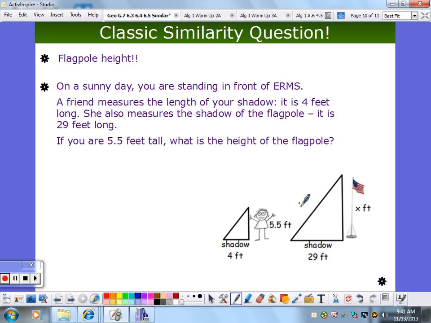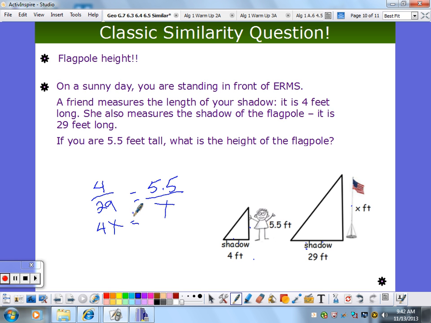So can I find how tall this flagpole is? Yeah, how do I do that? Find the scale factor of the small triangle. Well, again, these are my corresponding sides. So 4 to 29 gives me the scale factor. It's going to be the same as what? This little 5.5 dude here, over how tall the flagpole is. So you're just setting up the proportion. This is to that, and that is to that. Now when you solve for x, you are going to find out how tall that flagpole is.